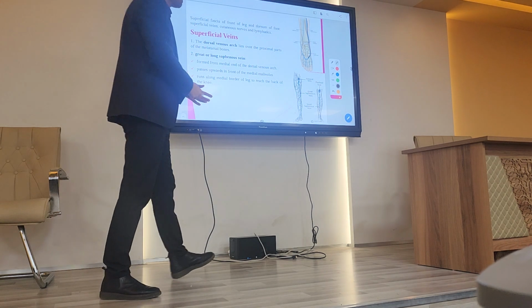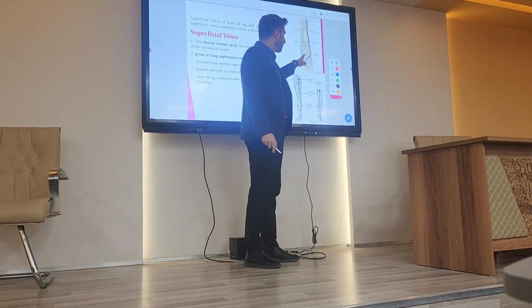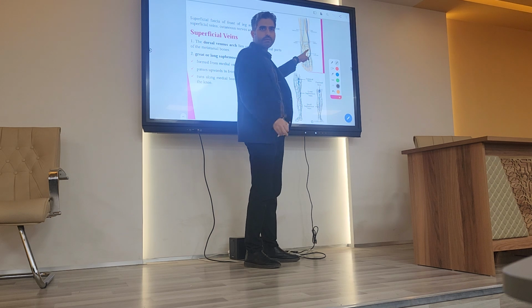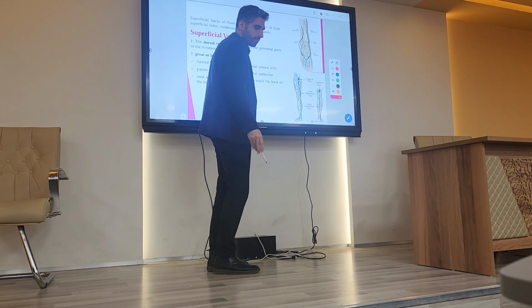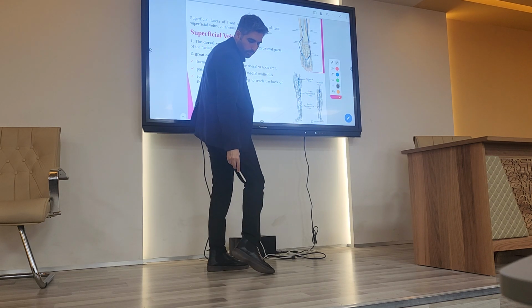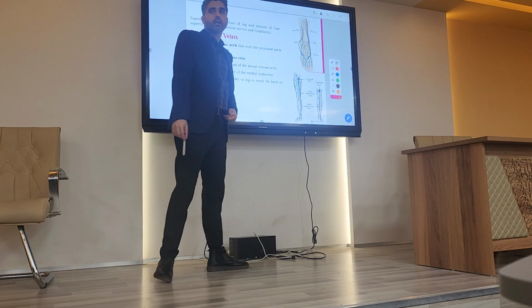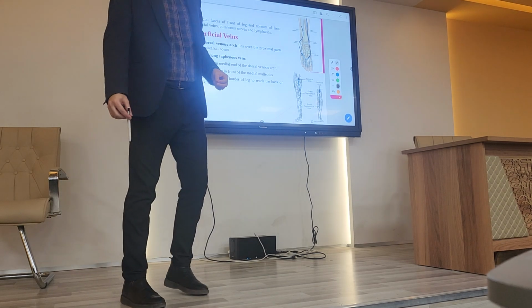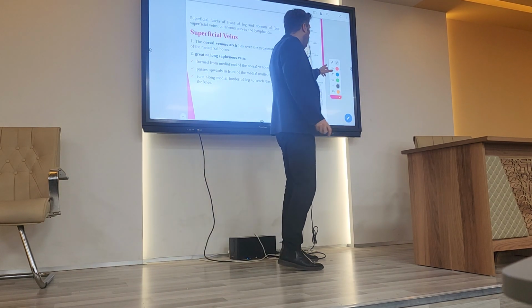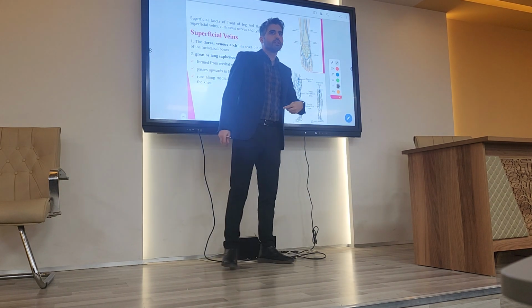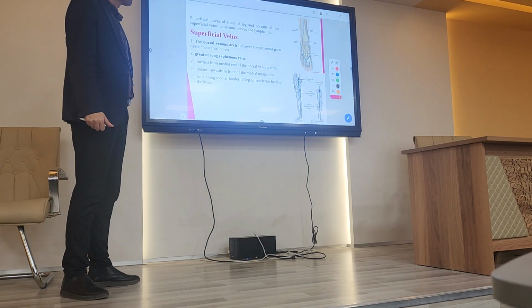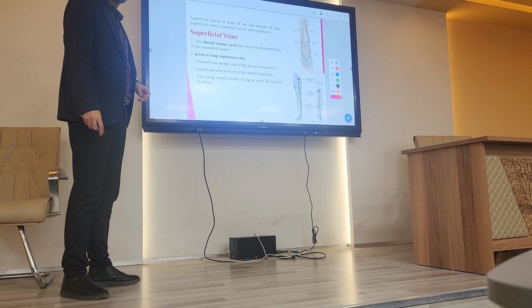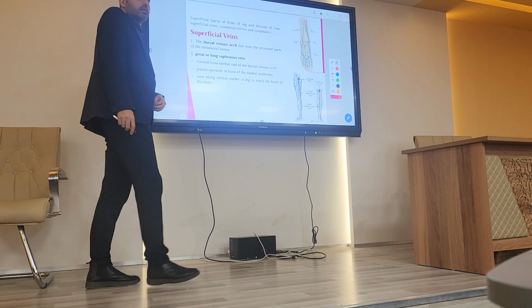Another one, on the lateral side of the arch. Small saphenous vein. It starts from the lateral side of the arch, goes behind the leg, goes up, and finishes in the popliteal vein. So what is the difference in relation to the malleolus? Great saphenous vein goes anterior to the medial malleolus, while small saphenous vein goes behind the lateral malleolus.